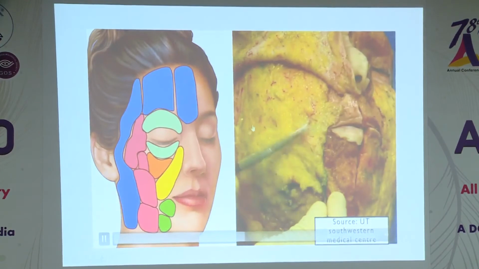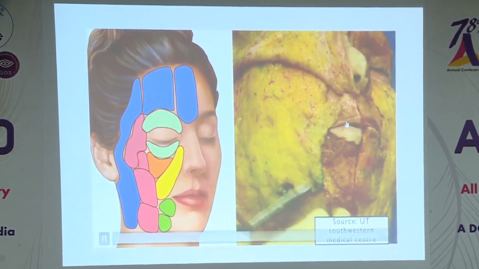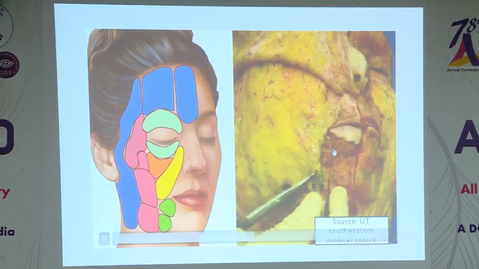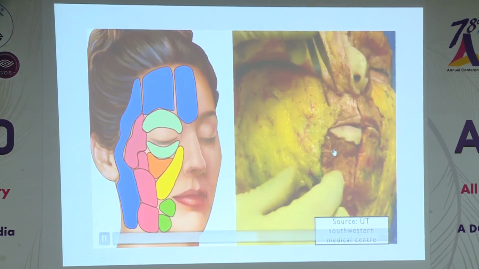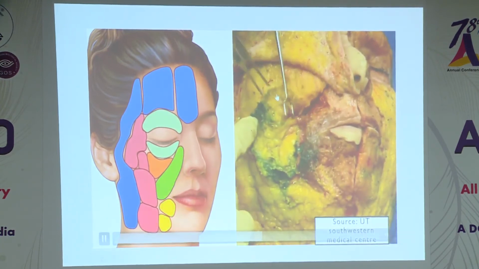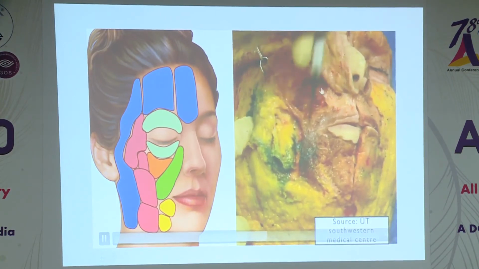Next is the perioral area here. The perioral area lies below the superficial fat compartment. This is the superficial fat compartment. Below this are the important structures of the perioral area. As you dissect this off, there is this zygomaticus major muscle and zygomaticus minor muscle. Above this, we can see this.